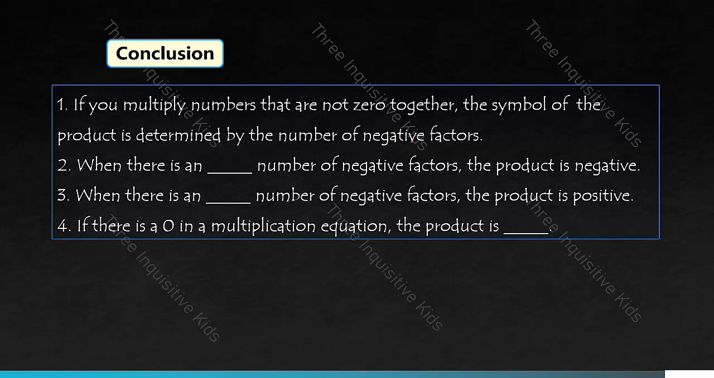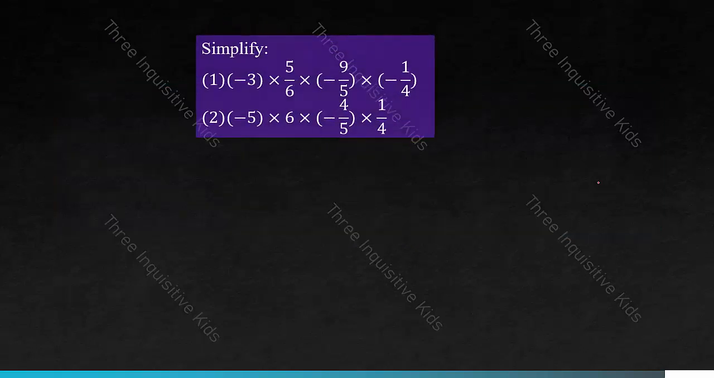of negative factors. When there is an odd number of negative factors, the product is negative. When there is an even number of negative factors, the product is positive. If there is a 0 in a multiplication equation, the product is 0. After knowing this, you can go back to the previous slide and check for yourself if these points are true. Now I want you to simplify these two expressions.